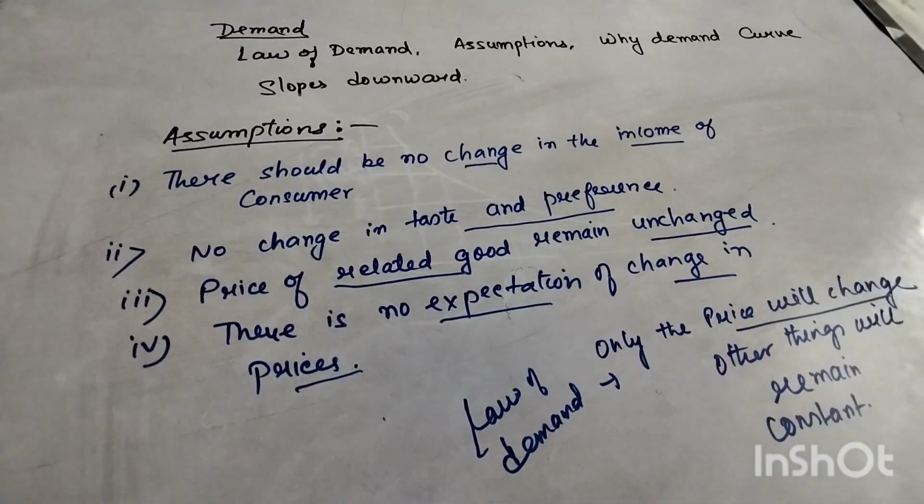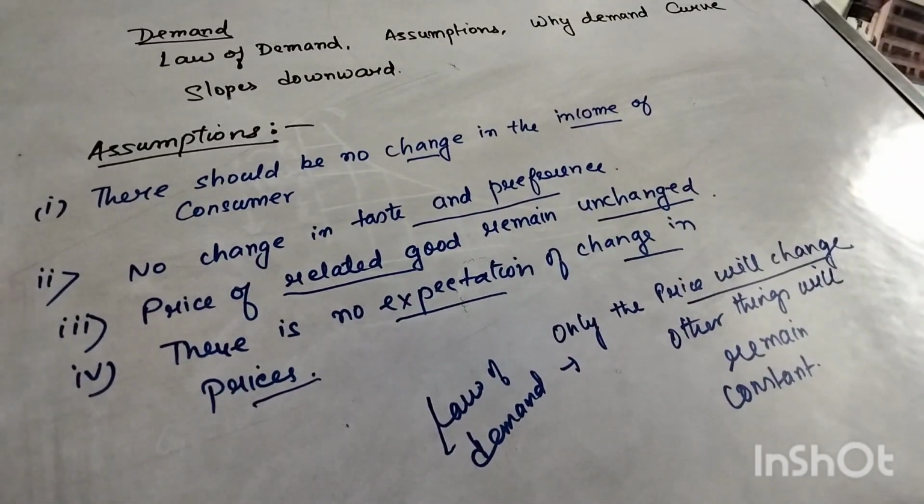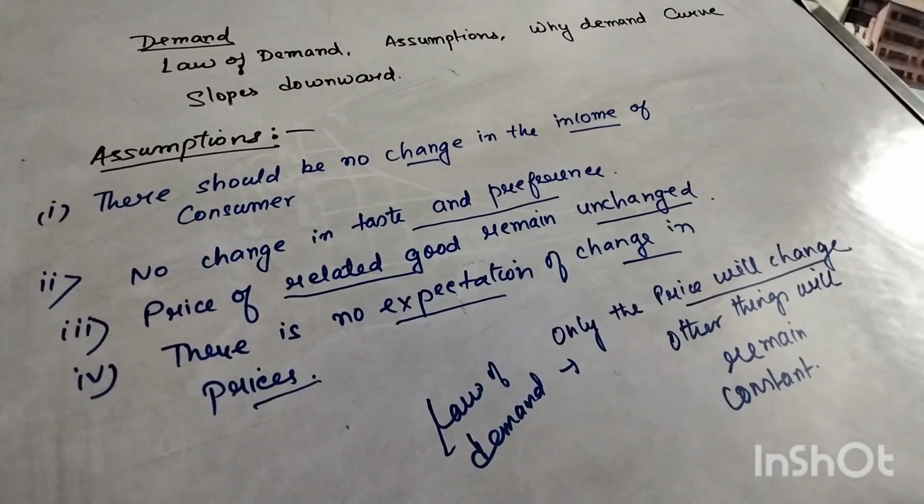Okay, the law of demand is what? Only price will change. Other things will remain constant. That means when the price increases, your quantity demanded will fall, and when the price falls, your quantity demanded will increase. So this is the law of demand. And other things remaining constant, this we are assuming: the other things will remain constant.